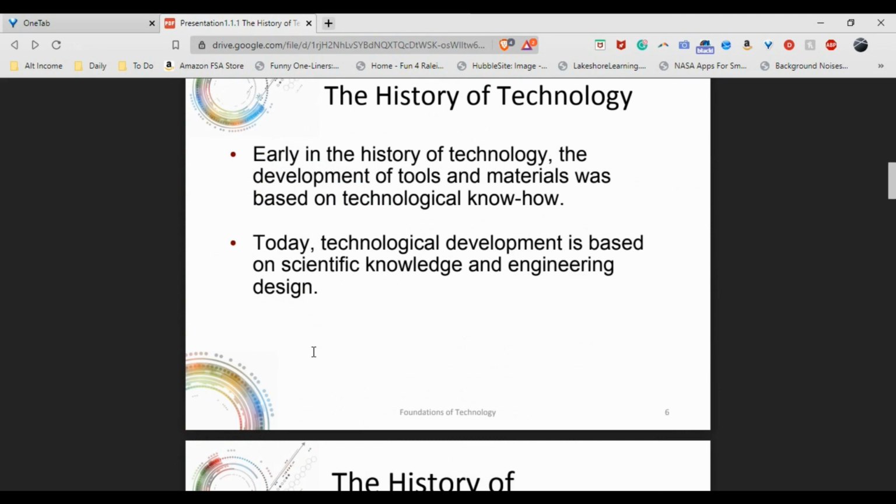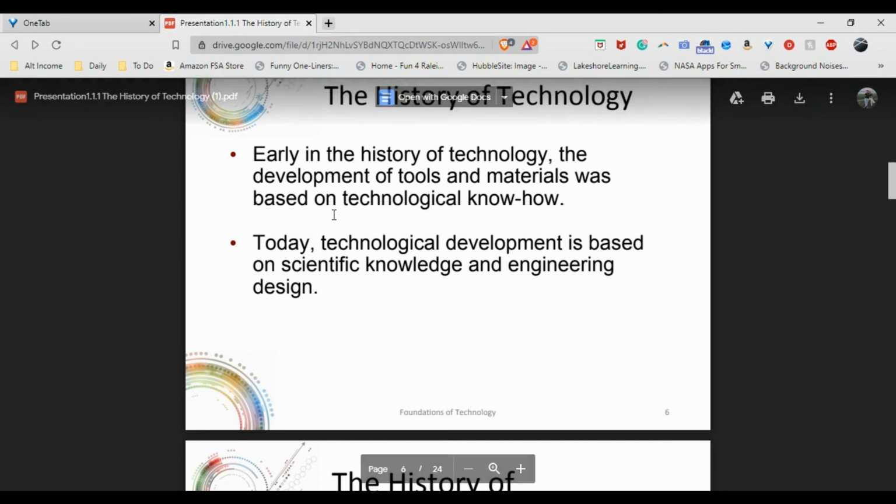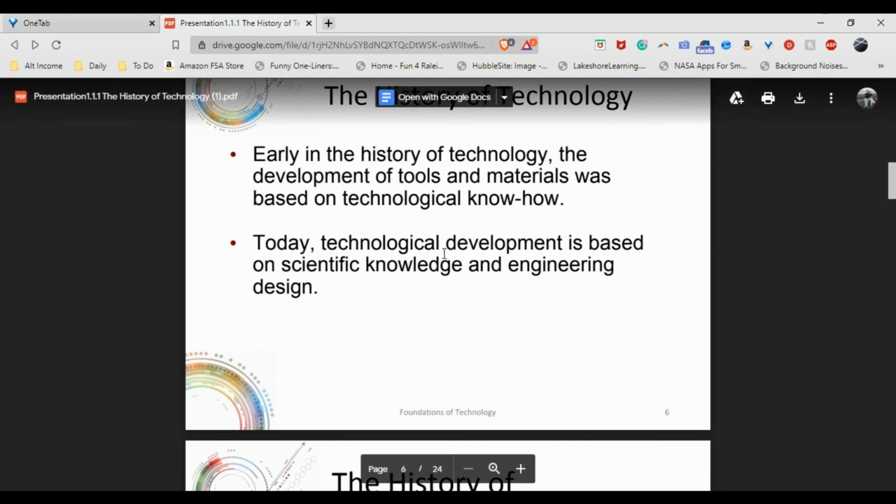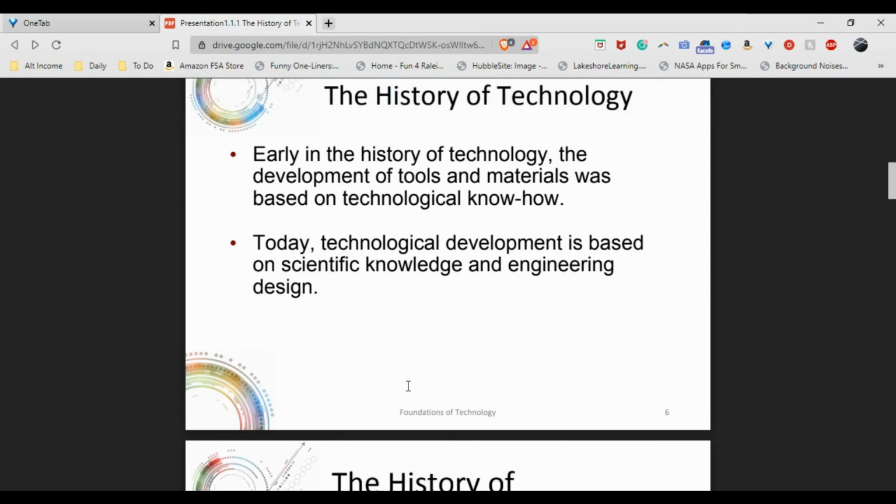So when we talk about technology, where do we start? Early in the history of technology, the development of tools and materials was based on technological know-how. So we're going way back in the human evolution process, to what separated humans from the other animal and primitive species at the time. Many anthropologists and scientists agree that it was the development of tools. But now when we look at technology, and I've already kind of alluded to this, the development is based on scientific knowledge and engineering design.